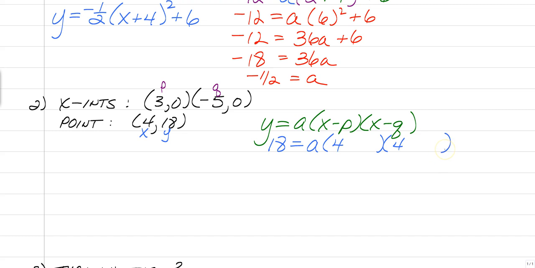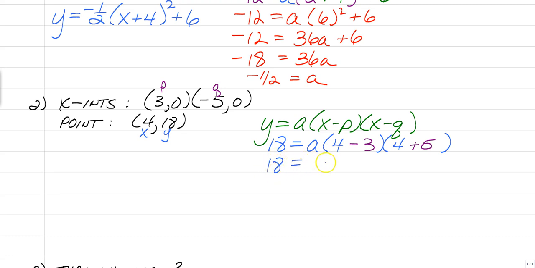Can't have two different x's. But then we need to use our p and q. So minus p is 3, so that would be -3. And q is a -5, so minus a -5 would turn into +5. And again, we're just going to do the exact same thing. We're just going to go solve.